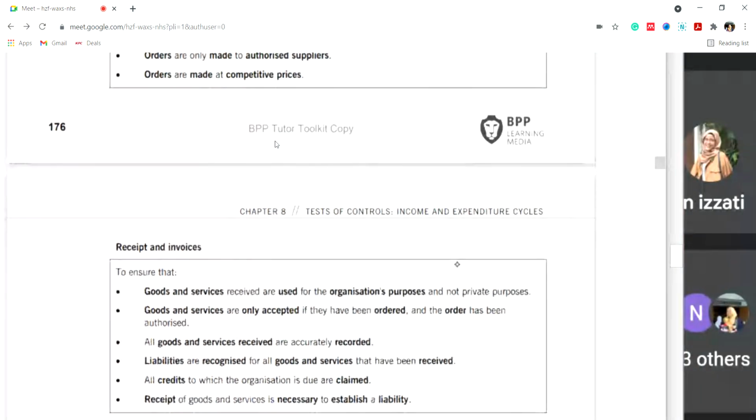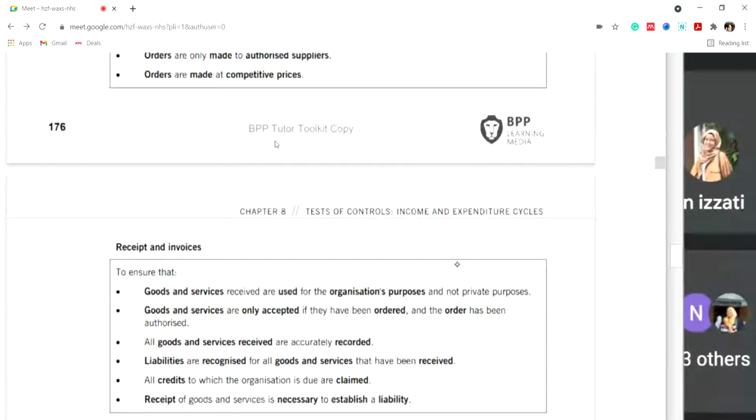During the ordering process, you have to look at whether all orders and expenditure on goods and services are approved prior to being placed, and are for goods and services that are actually received and are for the company. So that is the control objective for ordering.